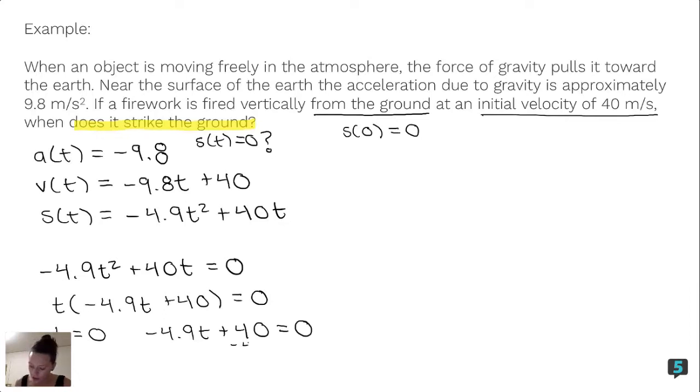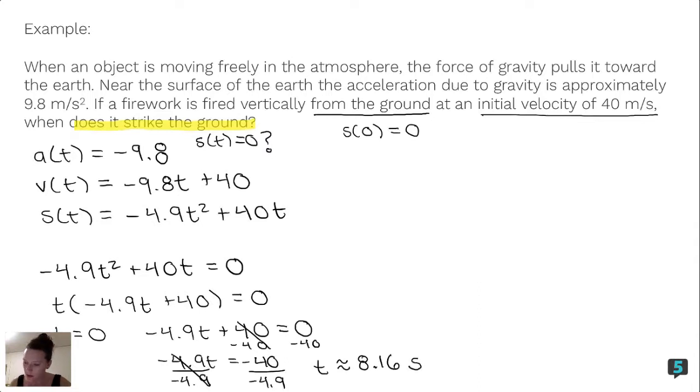If we subtract this 40 and then divide by negative 4.9, we are going to find that t is approximately 8.16 seconds.